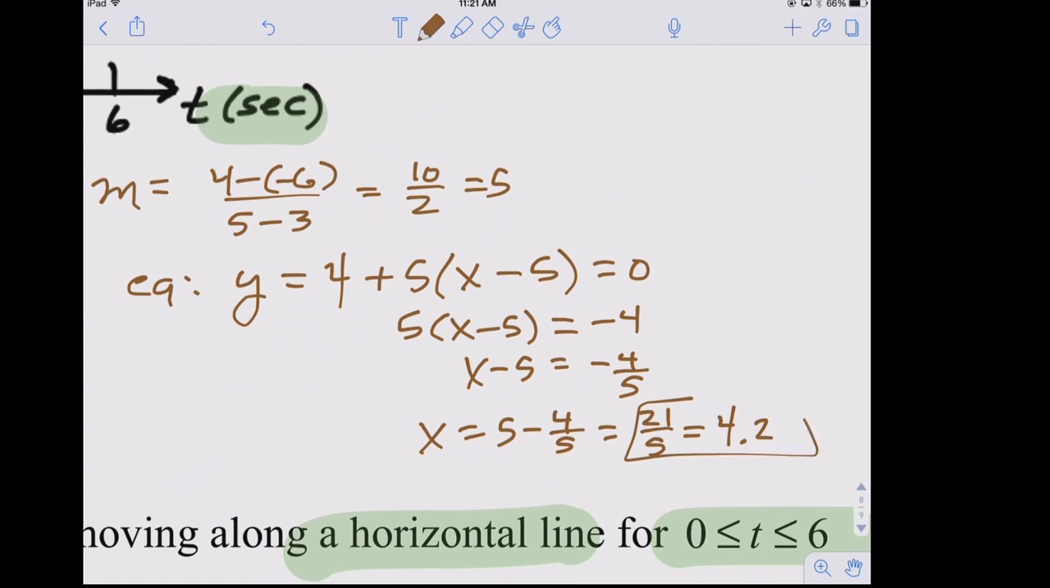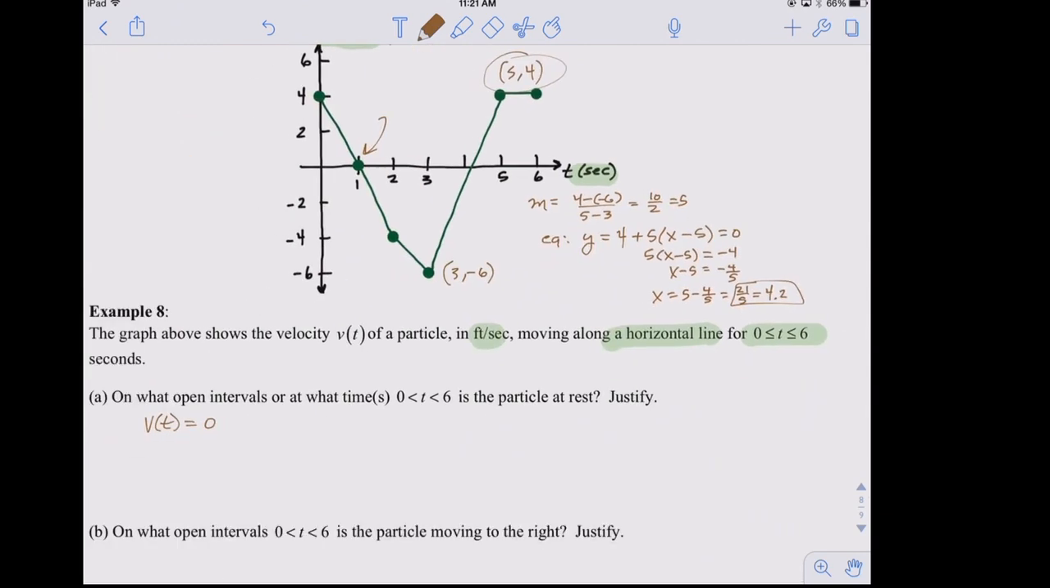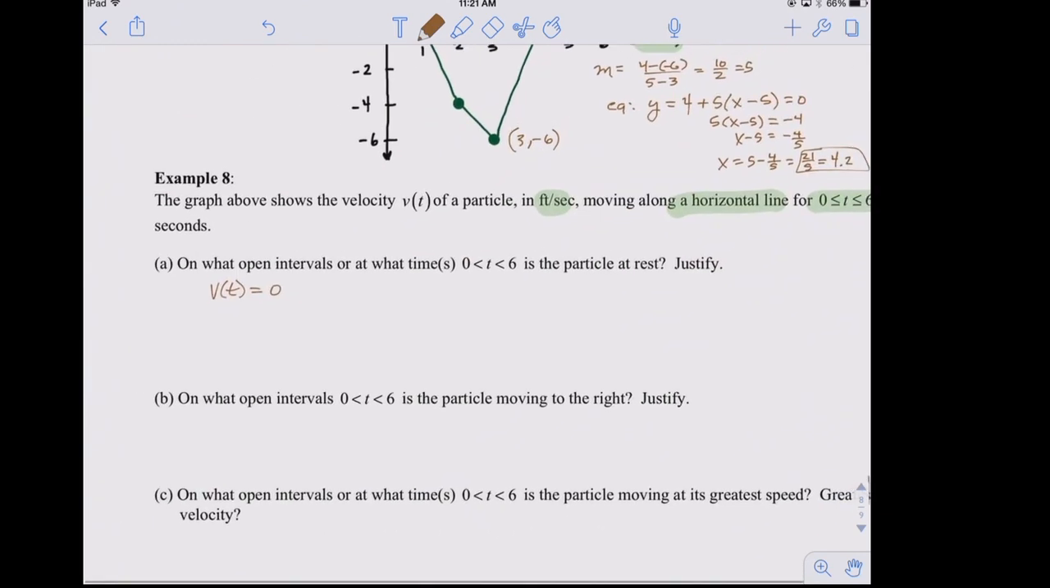0.2. So either one of those, 21/5 or 4. You were close, James, so you would have gotten 0 points on that. Yeah. All right, so now we've shown the work for that. Now we can answer the question.